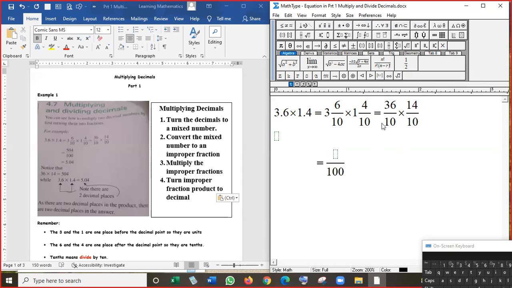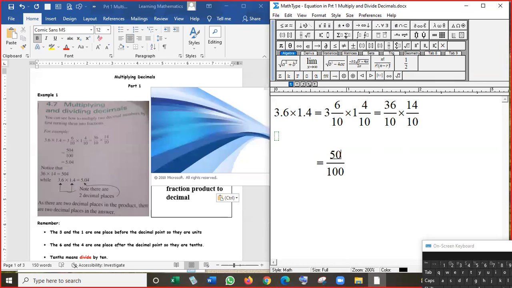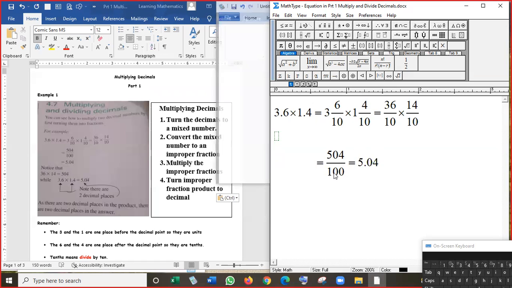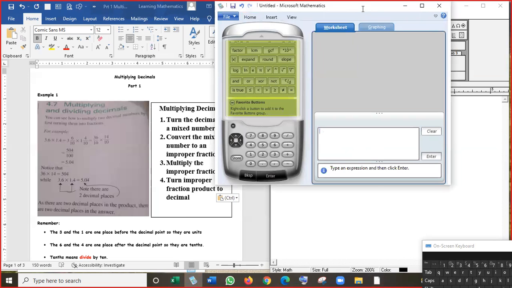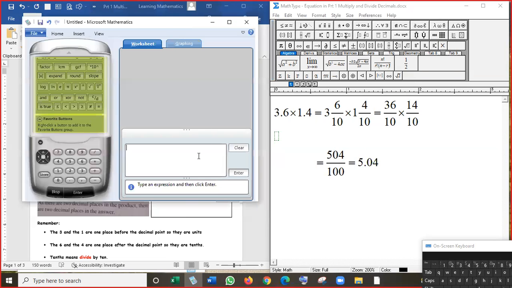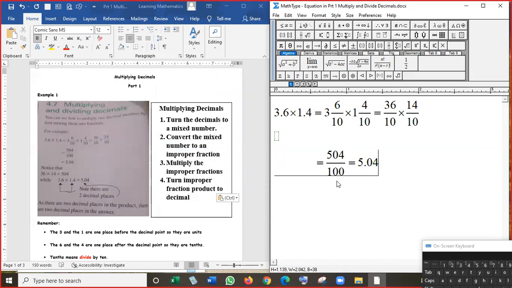And you can prove in your calculator that 36 times 14 is 504. And then we divide by 100 to get 5.04. So here's the calculator to prove that 36 times 14 is equal to 504. So we have 504 divided by 100, two decimal places towards the left. So the answer is 5.04. Convert the product back to a decimal.